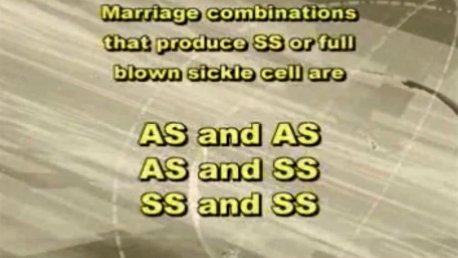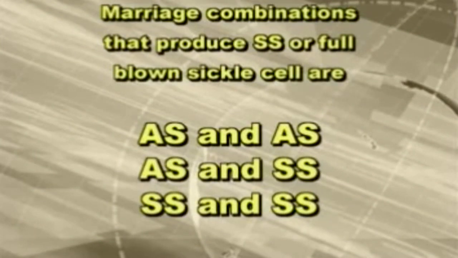Marriage combinations likely to produce an SS, or a full-blown sickle cell child, are AS and AS, AS and SS, as well as SS and SS.